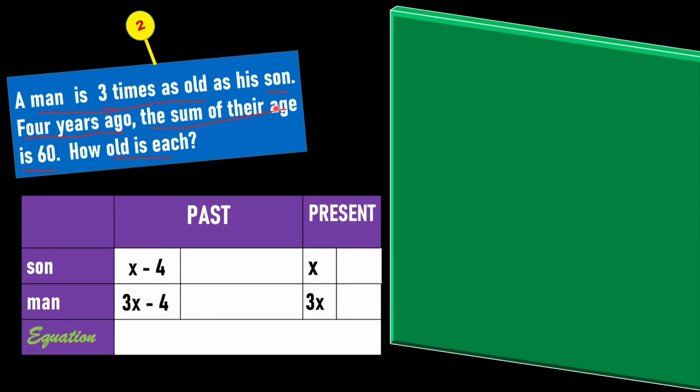The sum of their age is 60. Yung sum daw netong dalawa ay 60. So, ang equation niyan, i-add natin tong x minus 4 plus 3x minus 4. Ang sum daw nila ay 60. So, ito na bali ang ating equation. So, pwede na tayong mag-solve.